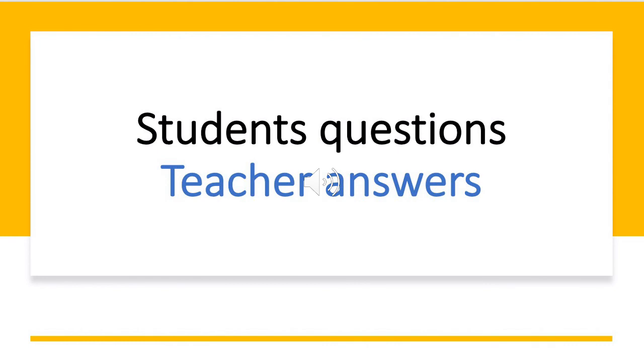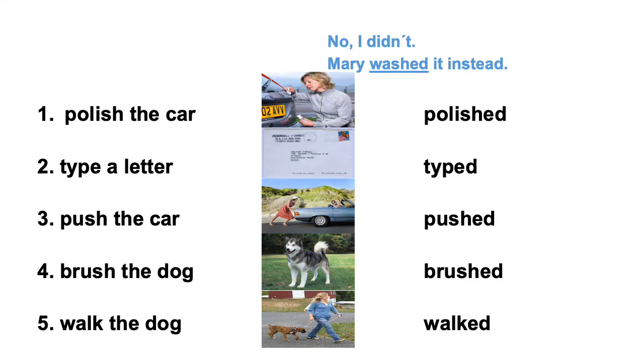Student questions, teacher answers. Ready? 3, 2, 1. No, I didn't. Mary washed it instead. No, I didn't. Mary polished it instead. No, I didn't. Mary typed it instead. No, I didn't. Mary pushed it instead. No, I didn't. Mary brushed it instead. No, I didn't. Mary walked it instead.